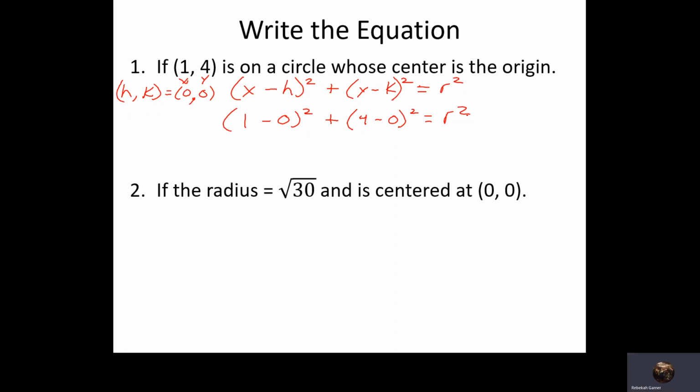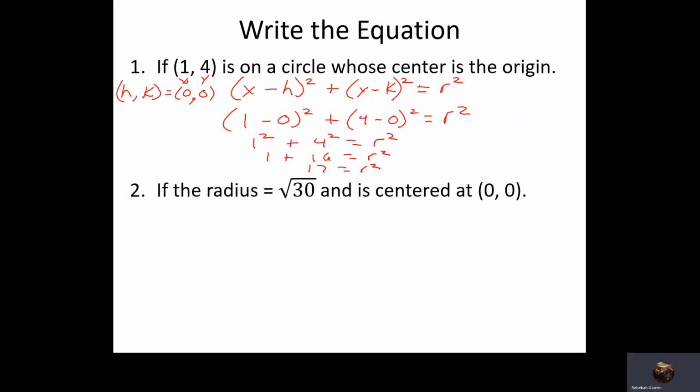That's what I did. I plugged in the 1 for X, the 4 for Y, and then I plugged in 0, 0 for the center because it's at the origin. Then 1 minus 0 is 1, so we have 1 squared plus 4 minus 0, which is 4, 4 squared equals R squared. 1 squared is 1, 4 squared is 16. So 17 equals R squared.